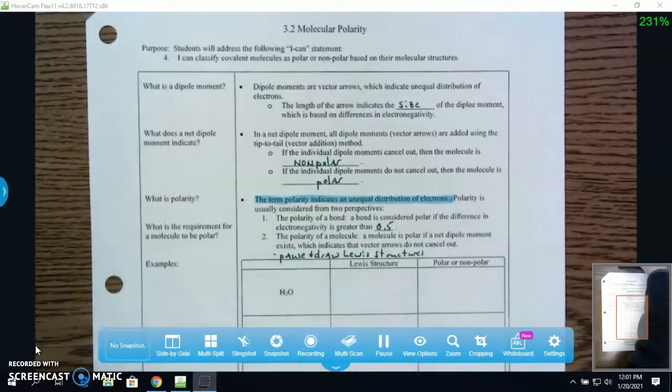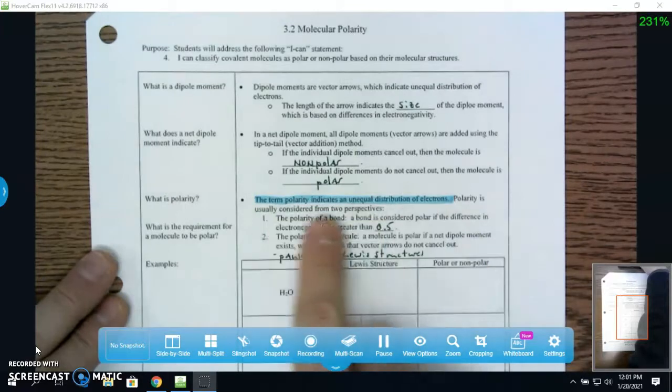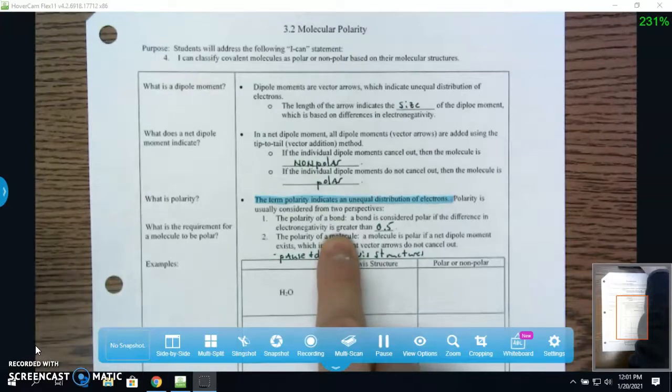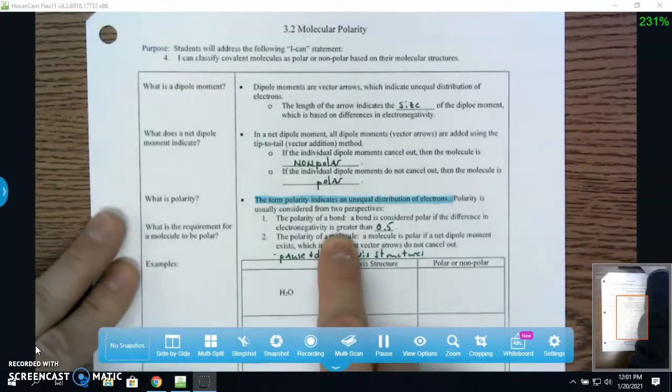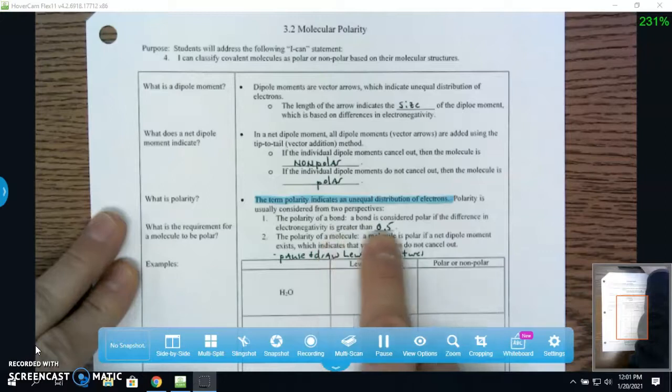Typically, when we think about polarity, we think about two perspectives. We already know this first concept: we can think about the polarity of an individual bond. A bond is considered polar if the difference in electronegativity is greater than 0.5. Remember, you need the special table of electronegativity values. You take the bigger one, subtract the smaller one from it.